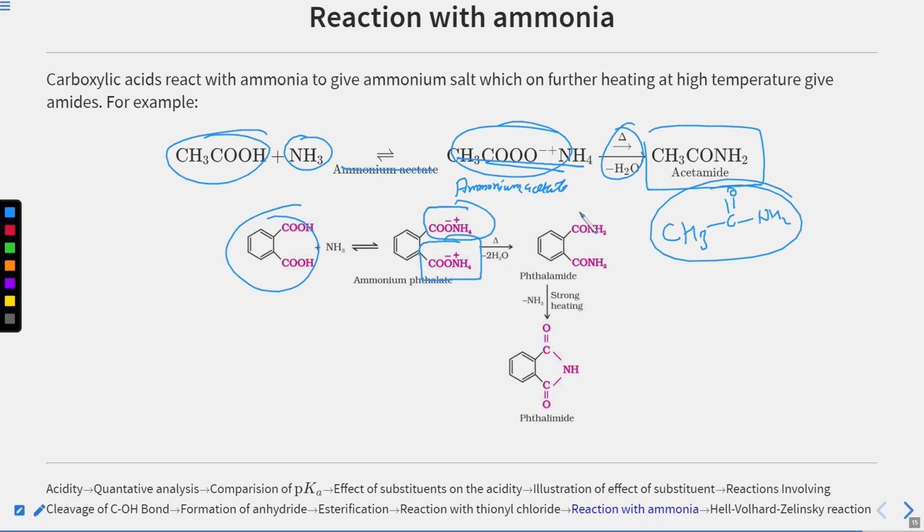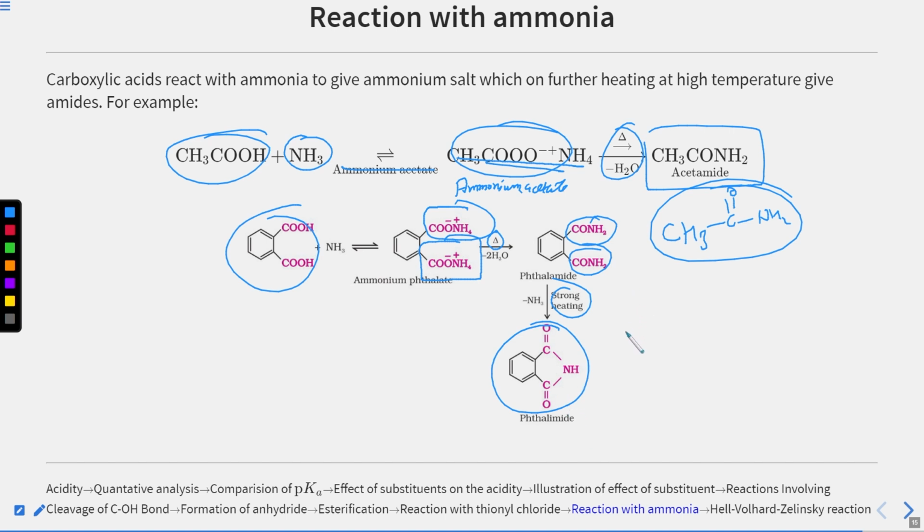Further, we heat it and we get our CONH2. So till this point, we are okay with the reaction. But what happens now? We are heating it stronger. So instead of earlier, say, heating at 40 or 60 degrees Celsius, now we are heating it at 100 or say 120 degrees Celsius. Now due to this, again NH3 is removed and we get the phthalimide. This is called phthalimide.